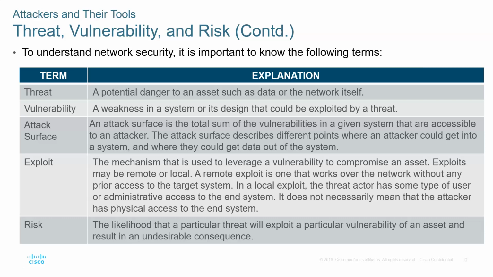Vulnerability is a weakness. For example, maybe the door doesn't lock, so that's a vulnerability. Attack surface is all the different types of vulnerabilities that you have on your laptop. Maybe the door is open, or the door doesn't close, or there's a lot of people walking in the hallway. All of these are different types of vulnerabilities, and together they are called an attack surface. Exploit is when someone takes advantage of this vulnerability and breaks into the network.